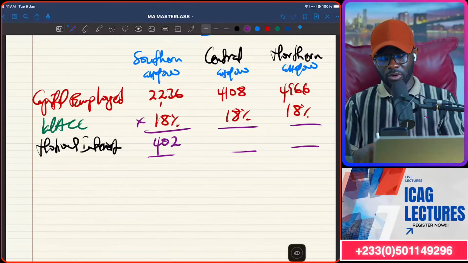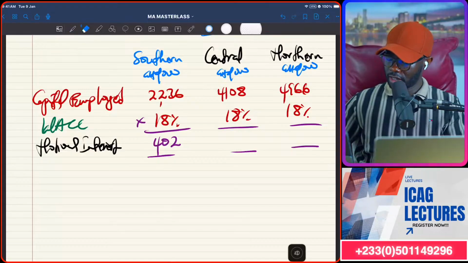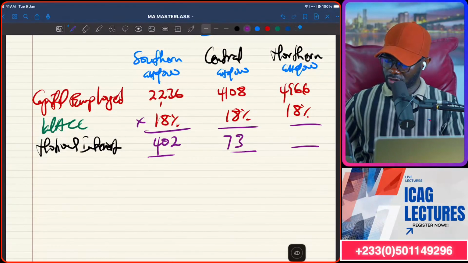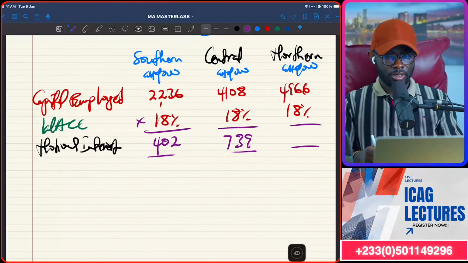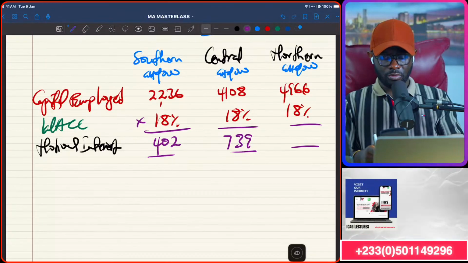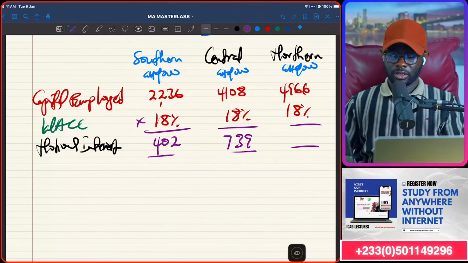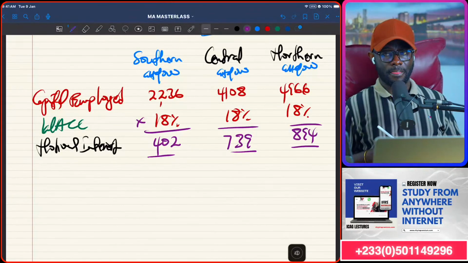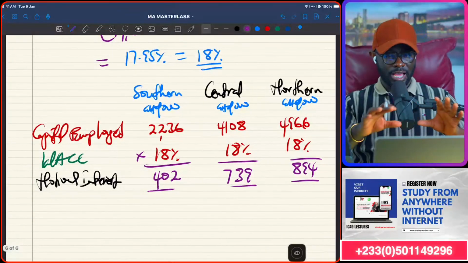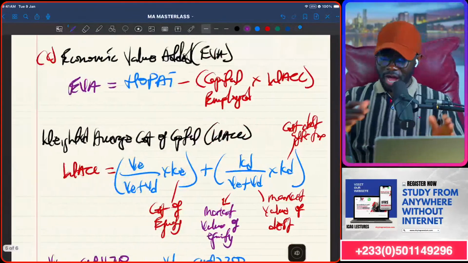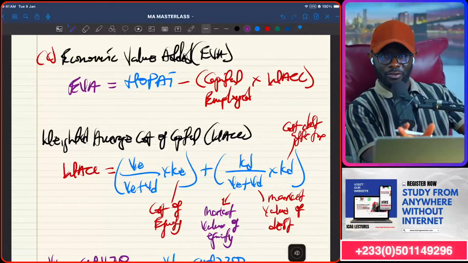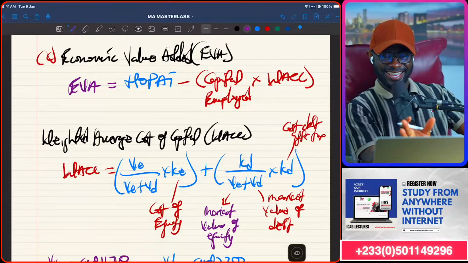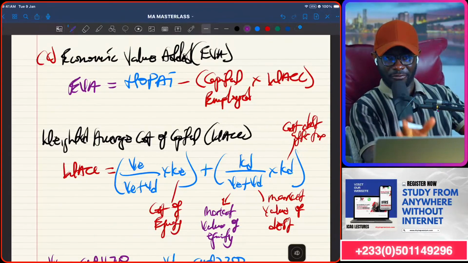4108 times 0.18. That'll be 739. 4966 times 0.18. Maybe that'll be 894 approximately. So that is our right side of the EVA formula. The right side of the EVA formula.